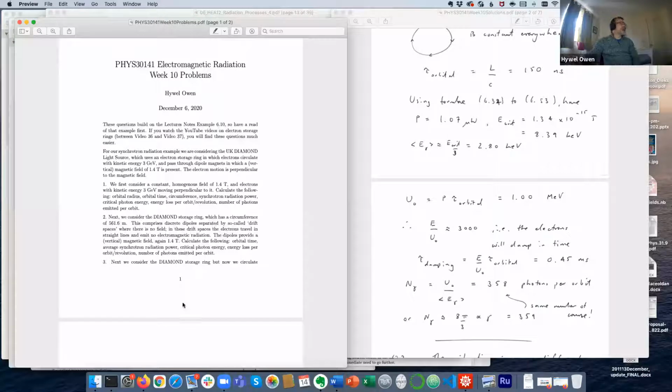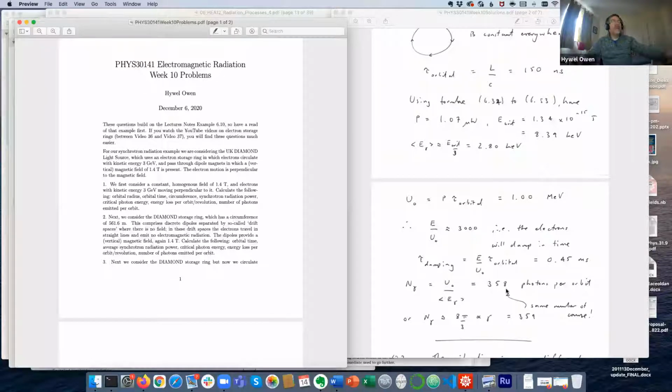Now, the next part of the question, this is question 1, says calculate the number of photons emitted per orbit. Now we can calculate it a number of ways. We could calculate it based on the critical energy, but the normal way we do it is by calculating it based on the average photon energy. So we're saying what is the typical number of photons emitted per orbit if those photons each have a typical energy equal to the average energy. That's the most natural way to calculate this number. And that number of photons, of course, must be equal to the energy loss divided by the amount of energy in each photon. And if we calculate that, it's about 360.